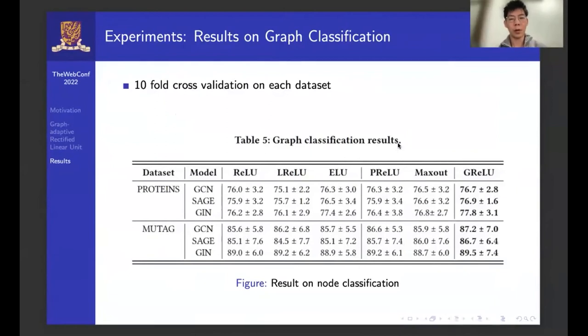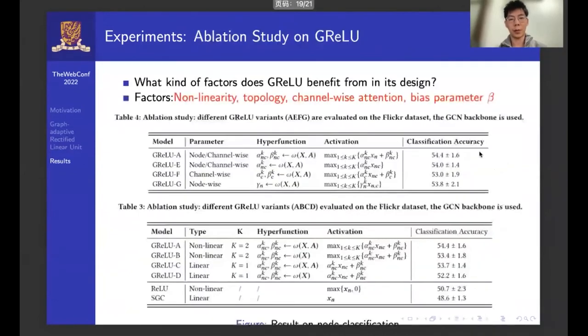We test our gReLU function on the PROTEINS and MUTAG datasets. The results are similar to the node classification, which shows that gReLU is better than other ReLU functions in different GNN backbones. We also conduct ablation studies of the gReLU functions.